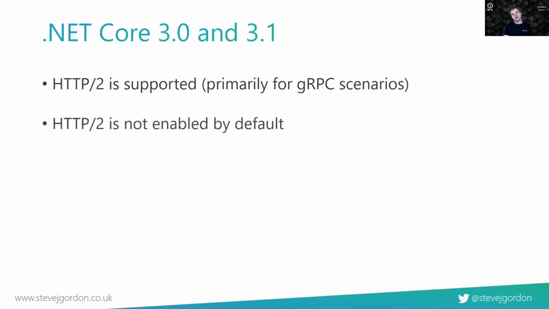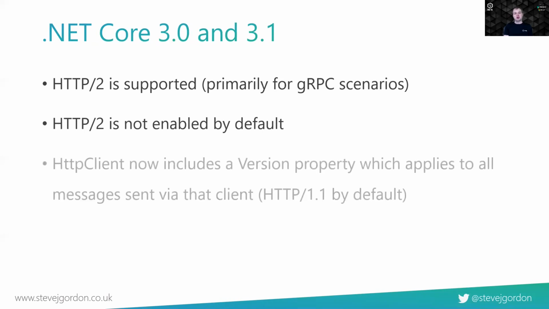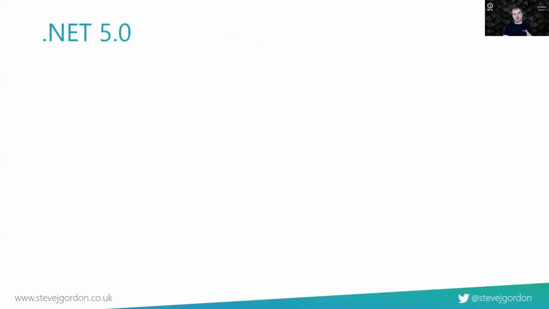So because of that, it's not enabled by default in 3.0 and 3.1, but you can configure it when you need it. And you can set a version property on the client itself or your request messages to say which version you want to use, and it will try and negotiate that version for you. In .NET 5, we've seen some further improvements to that, so it's now even more fully featured, which is why they've been able to remove the old platform handlers.